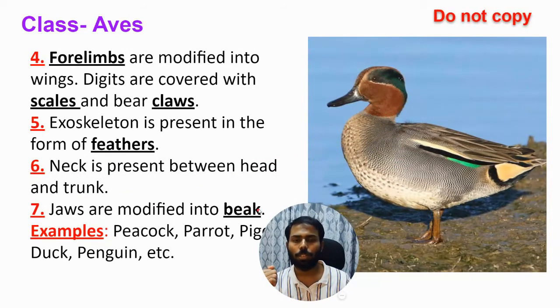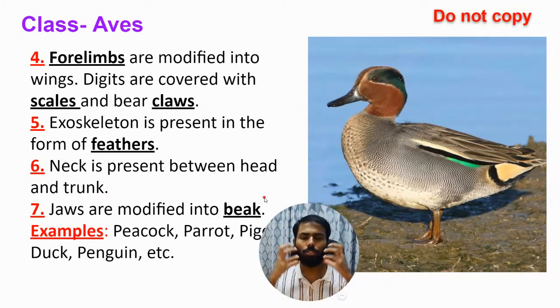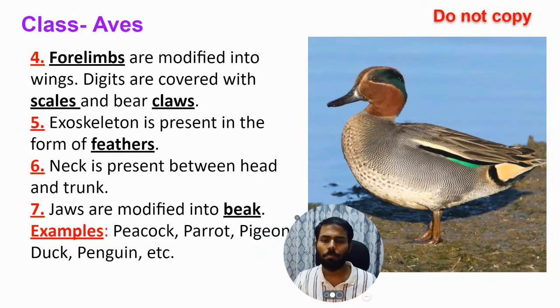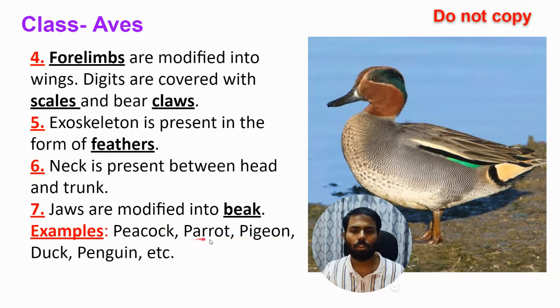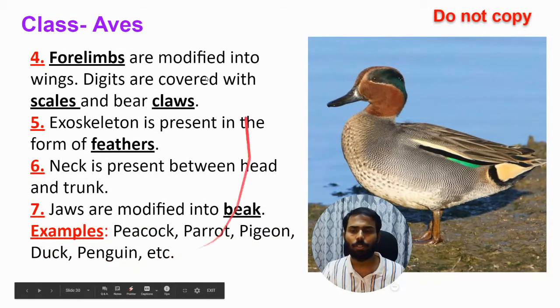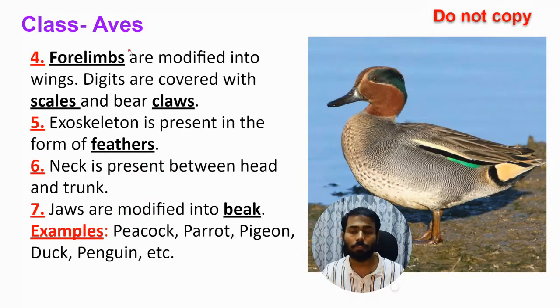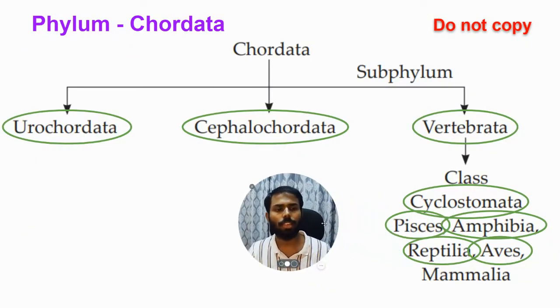Jaws are modified into beak. Jaws यानी ये part. So इस part की जगह पे, मतलब jaws की जगह पे उनके पास beak होगा, right? So you can see the beak over here. And the examples are mainly all the birds. Okay, peacock, parrot, pigeon, duck, penguin, all these birds come under Aves class of subphylum vertebrata of Chordata phylum. Okay, we are also done with Aves.